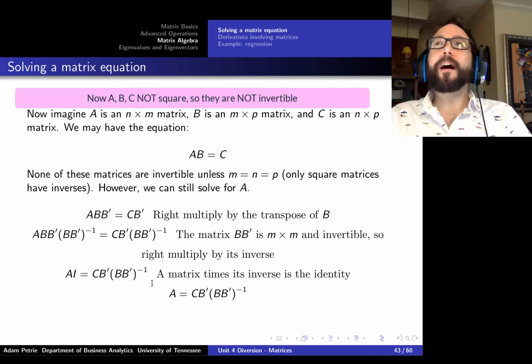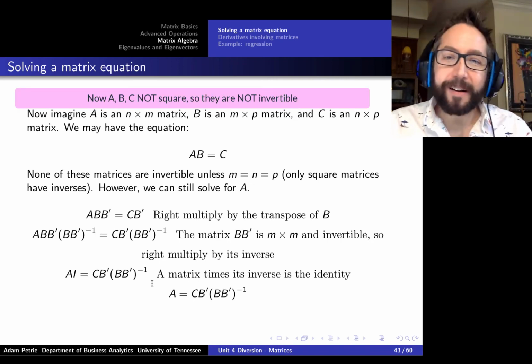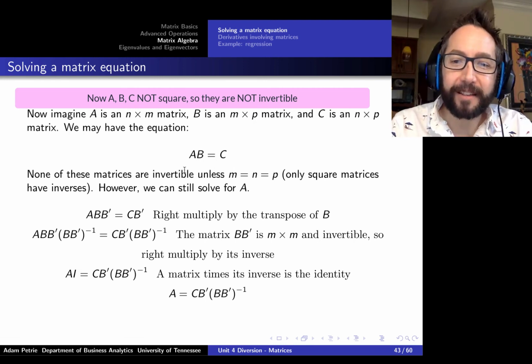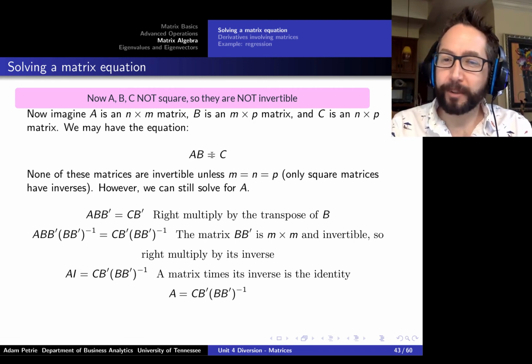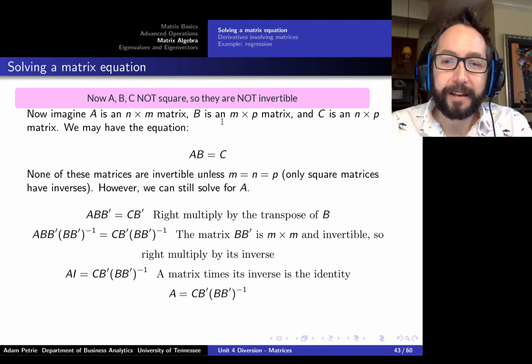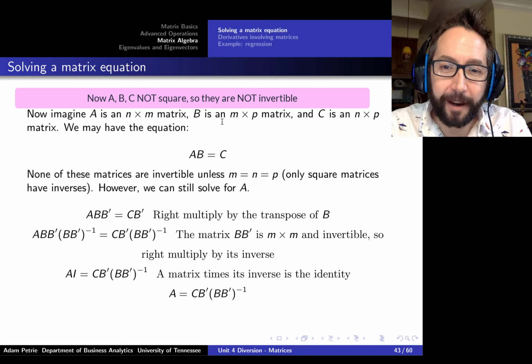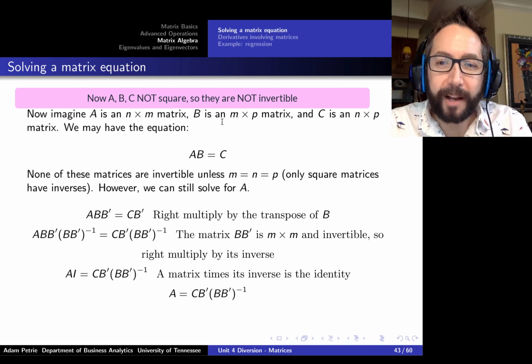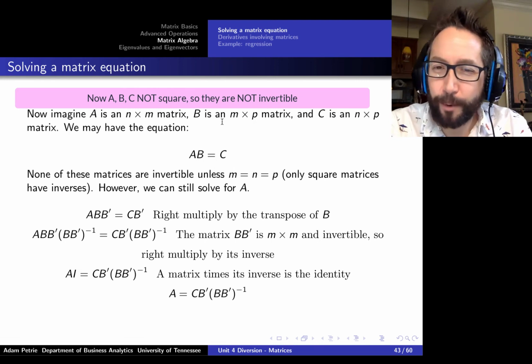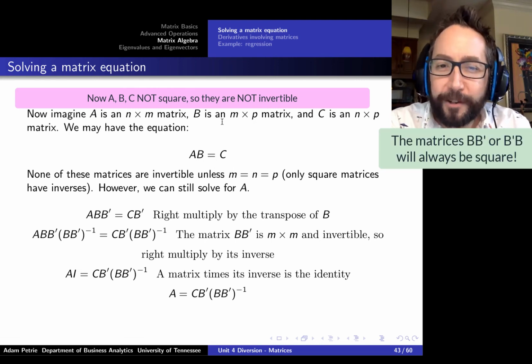Well, what if I had a more complicated situation where I didn't necessarily have square matrices? What if I had the equation A times B equal to C, but none of these are necessarily square matrices, and I wanted to solve this equation for A? Okay, well, I can only get the inverse of a matrix if it's a square matrix, so what do I do? Well, here's a cool trick.